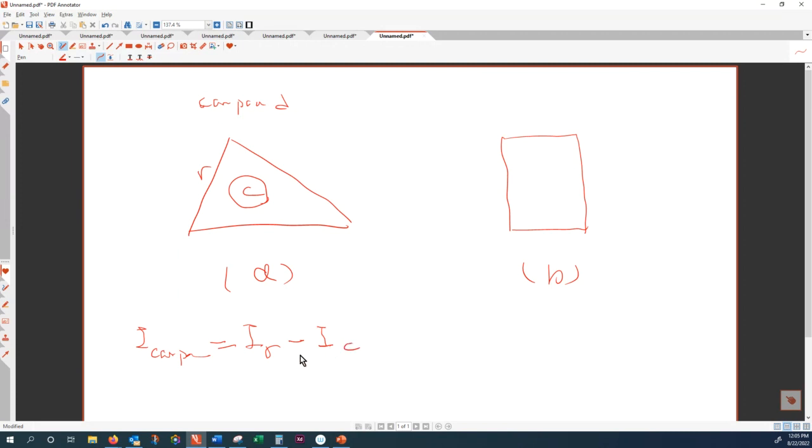So why is this minus? Because here we have removed, we have drilled a hole inside a positive area. So this is the positive, this is negative. That is a subtractive nature. And a compound is not always like that. So this is also a compound.